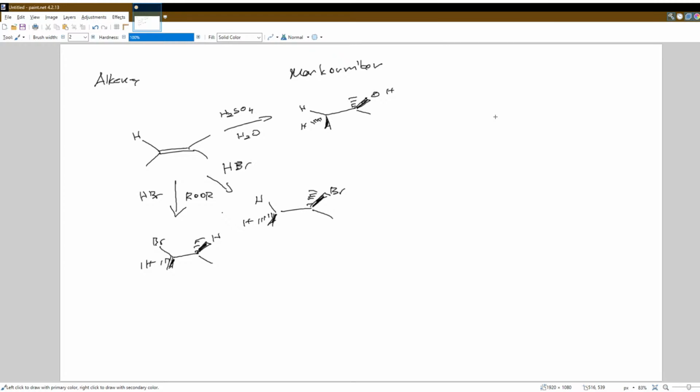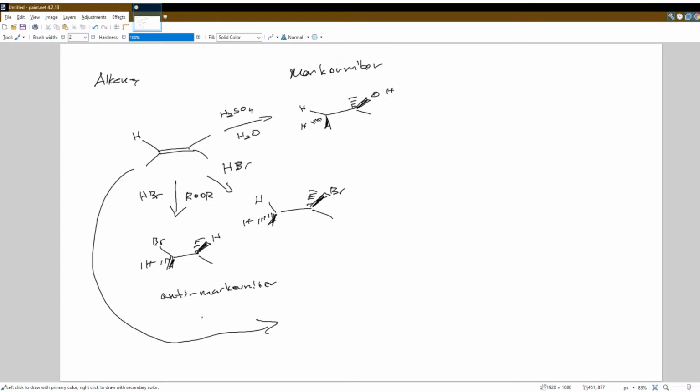Like this, right? Let me think about it. First, it's going to abstract a hydrogen. The bromine's going to first abstract a hydrogen, right? Yeah, I think. What's the mechanism for this again? Radical addition. It adds to the bromine first. Right, okay, yeah, that makes sense. And this is anti-Markovnikov.